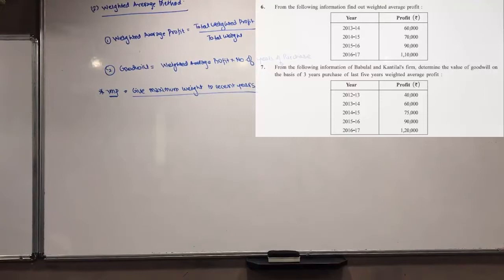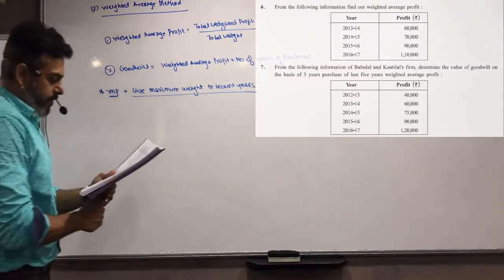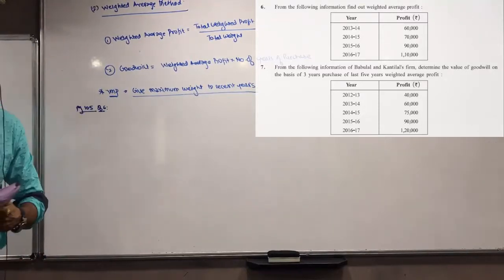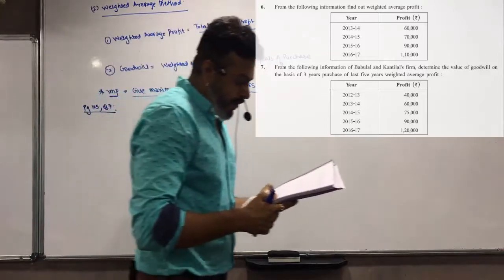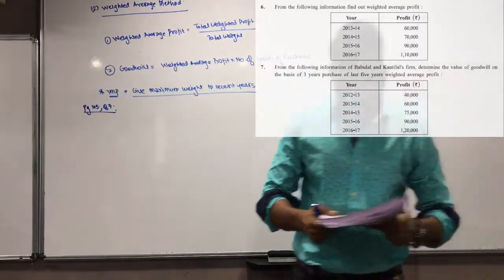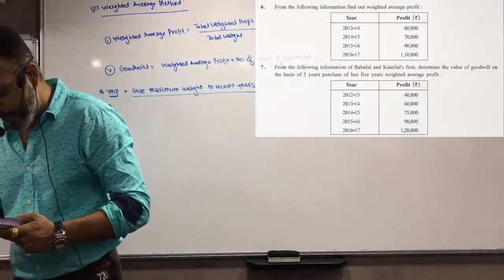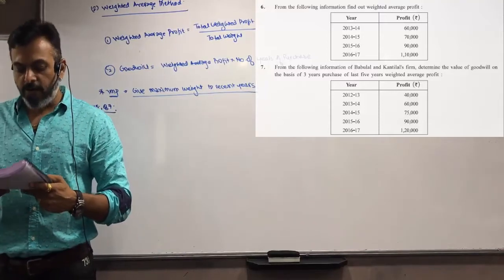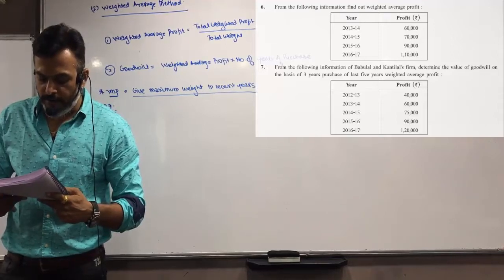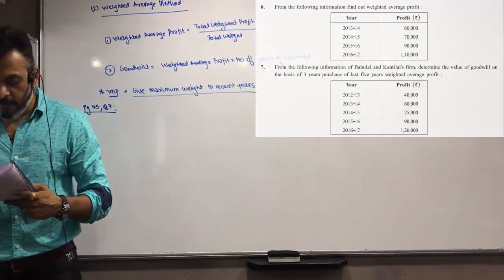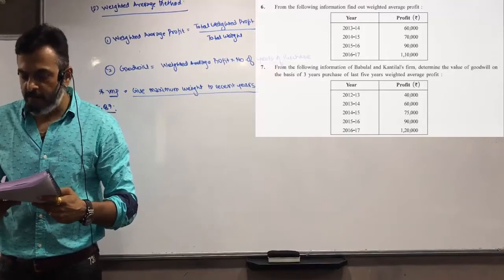Proceed. Okay. Now, page number 105. Page number 105. Question number 7. From the following information of Babulal and Kantilal's firm, determine the value of goodwill on the basis of 3 years purchase of last 5 years weighted average profit.